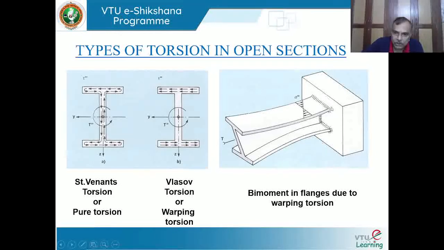So this is the location where you have enormous concentration of the moment and shear, depending on how the element is loaded. But ultimately what really happens to the cross section at the end is because of the combination of these two types of torsional effects. The first one is referred to as the Saint-Venant's torsion. The second one is referred to as the Lassen torsion. So the Lassen torsion and the Saint-Venant's torsion put together is what gives the bi-moment behavior in the flanges due to the warping effect.